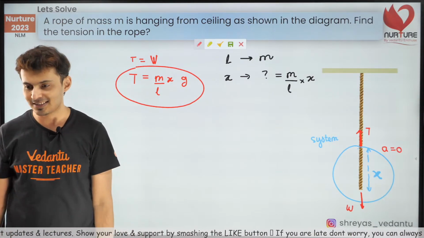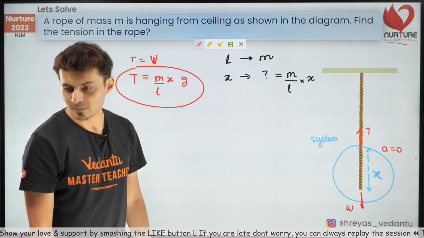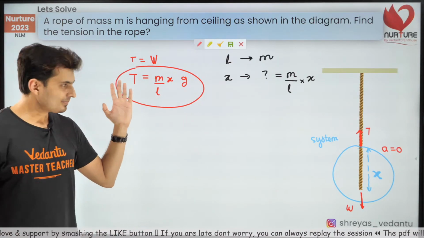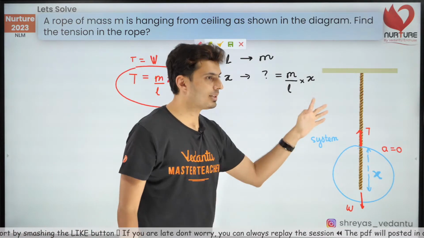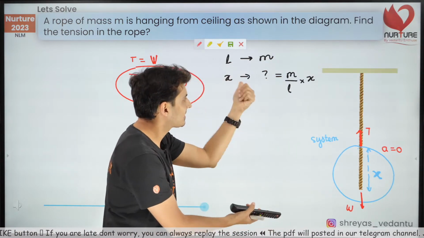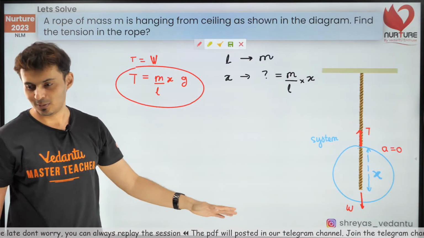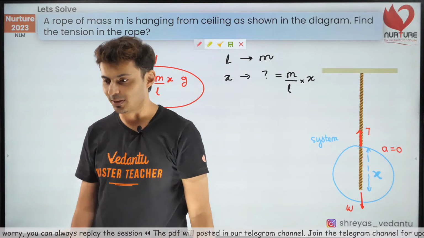Is that clear, guys? Understood? Clear? So unitary method. Total length L, mass m. A part of it, x, m by L into x. As simple as that. Very good.